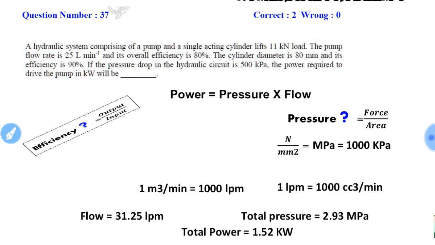So if we add this pressure to the pressure at the cylinder, we will get the total pressure here, and the total power will be simply the multiplication of this pressure and the flow. So I think this is clear. This is up to here for today. In the next video we'll cover a little bit more detail on the pump and other components.